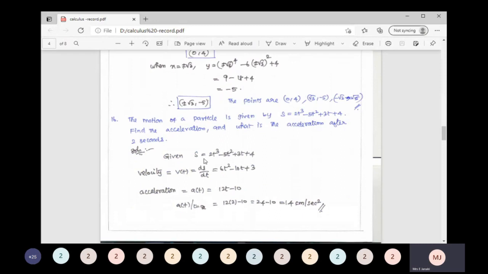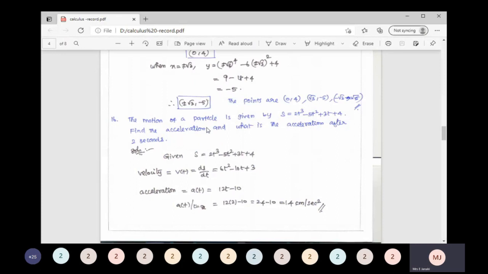Next, the motion of a particle is given by s equal to 2t cubed minus 5t squared plus 3t plus 4. This is the motion of the particle. The question is to find the acceleration. What is the acceleration after 2 seconds?